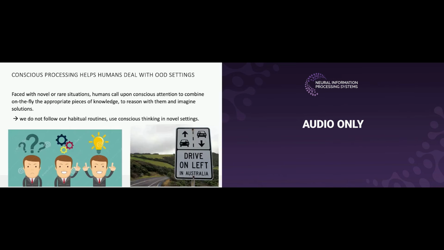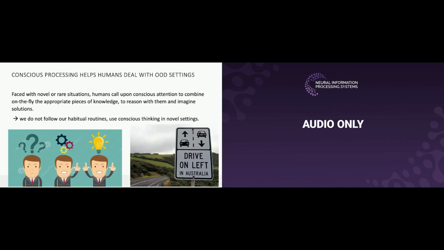So if you rented this car and now you're in this place where everybody's driving on the left, you need to be consciously attending to what is going on. You can't just go and drive by your habits or you're going to make an accident. So when we are faced with these novel out of distribution settings, we don't follow our routine. We use conscious thinking with attention, planning and reasoning in order to face these changes. So that's what I mean.